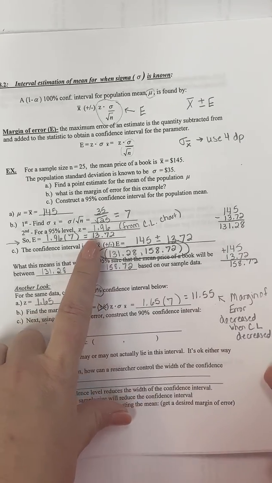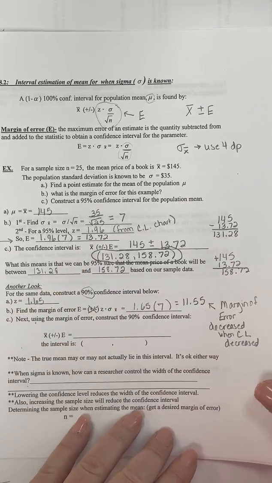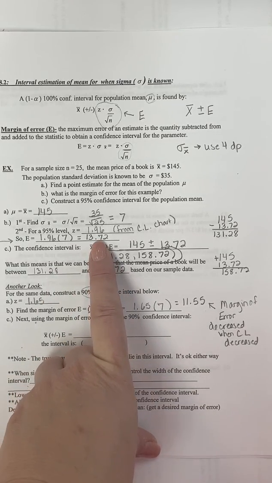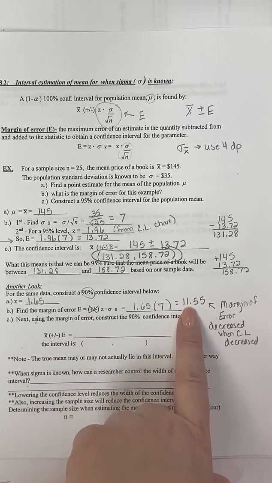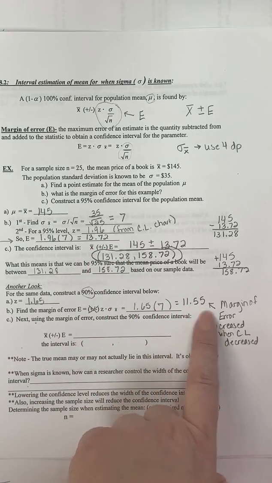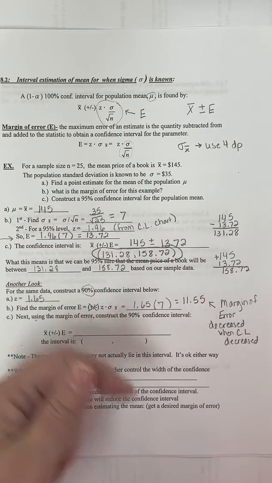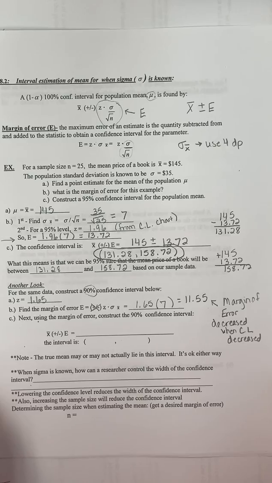Is that all in the screen there? Let me move that over a little bit for you. So this is the margin of error from 95%. This is the margin of error for 90%. So it decreased when our confidence level decreased. Okay, so that's interesting. Okay, let's keep going.